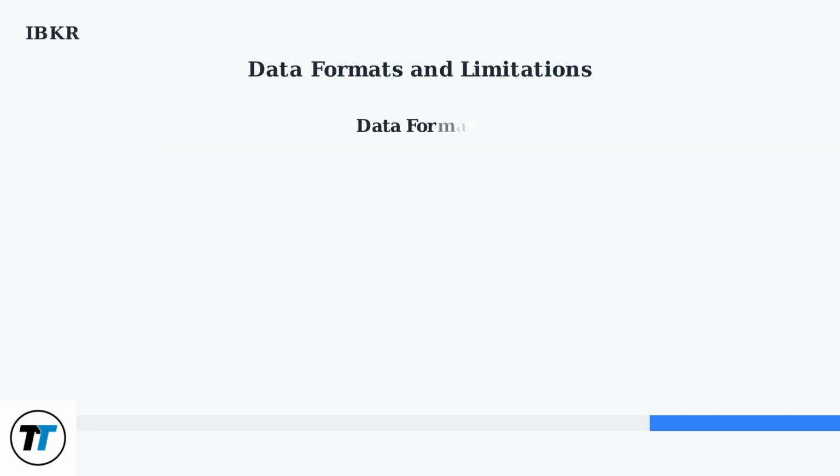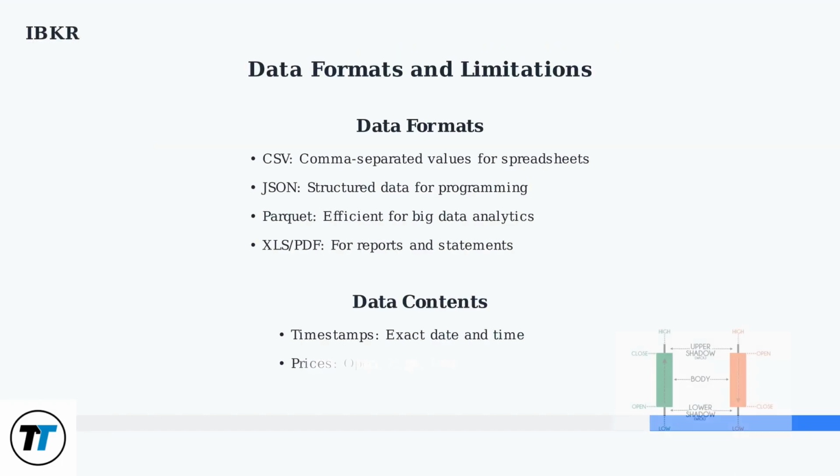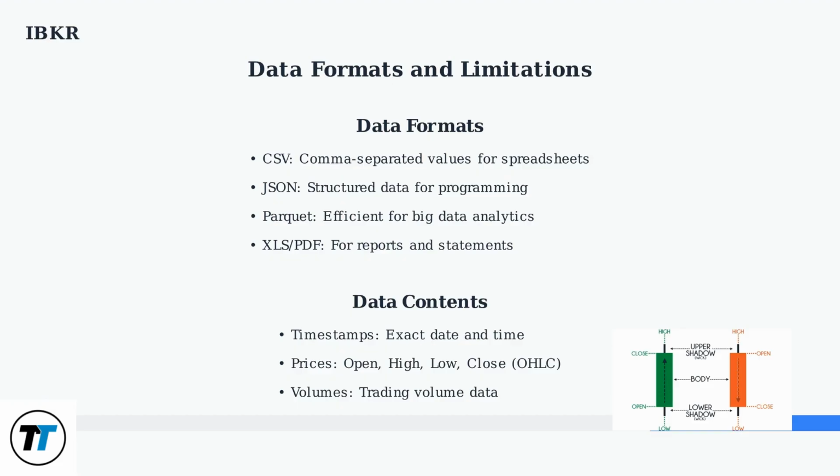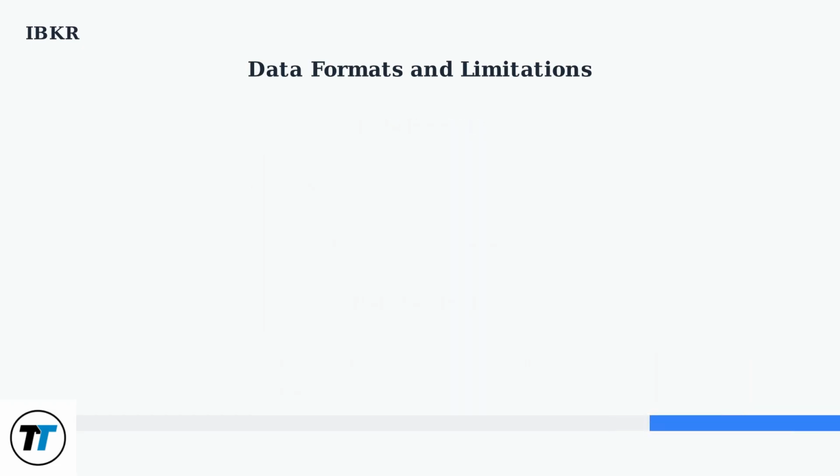Interactive Brokers exports historical data in several formats, including CSV for spreadsheets, JSON for programming, Parquet for big data, and XLS or PDF for reports. The data typically includes timestamps, prices with OHLC values, and trading volumes. However, there are limitations to consider.